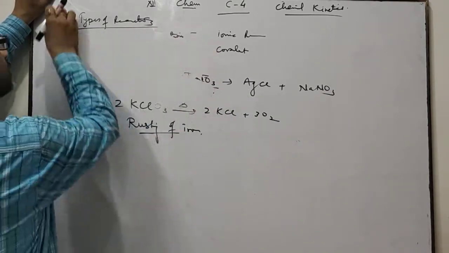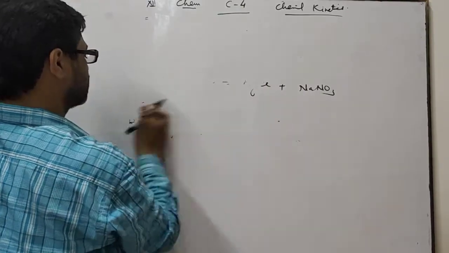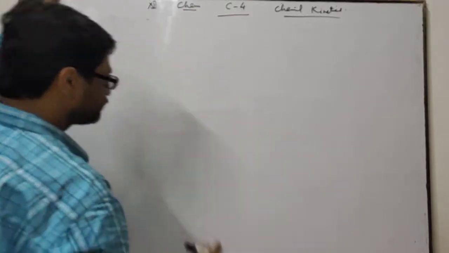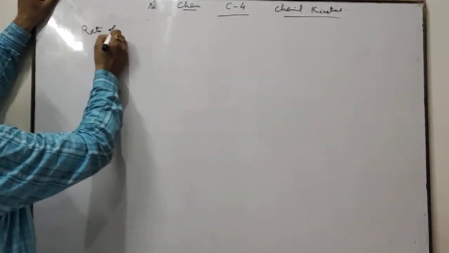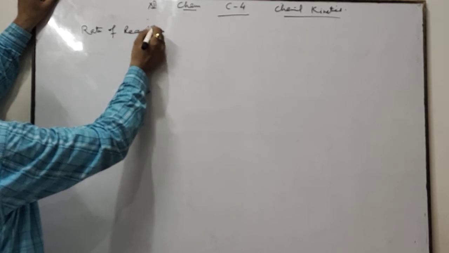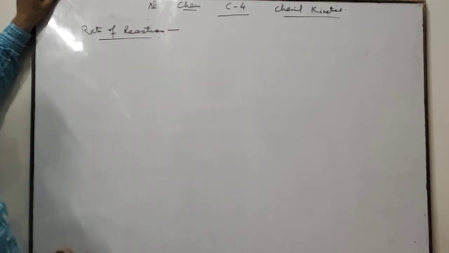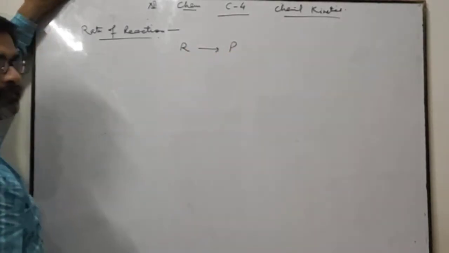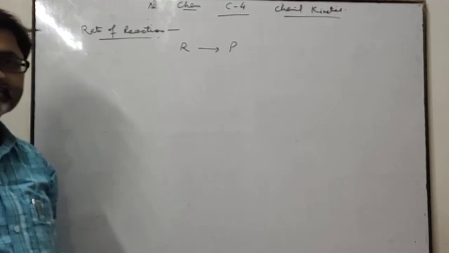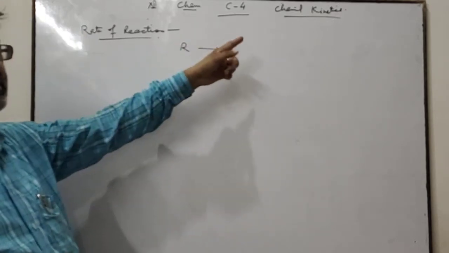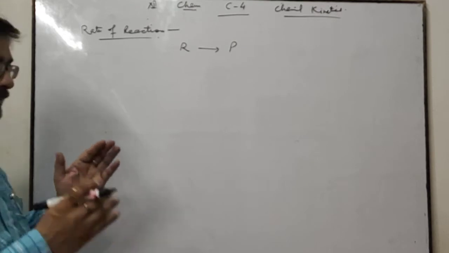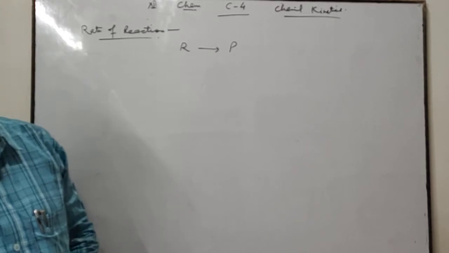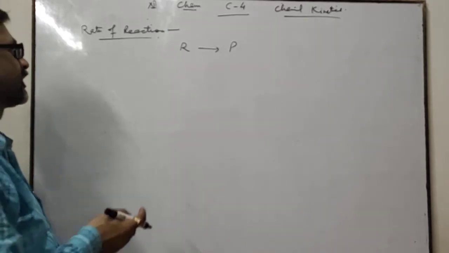Now I am going to discuss the rate of reactions. What is the rate of reaction? See here, you know that reactant gets converted to product. Rate means the time taken to convert reactant into product, meaning in a particular time interval, how much reactant gets converted to product. This is called the rate of the reaction.